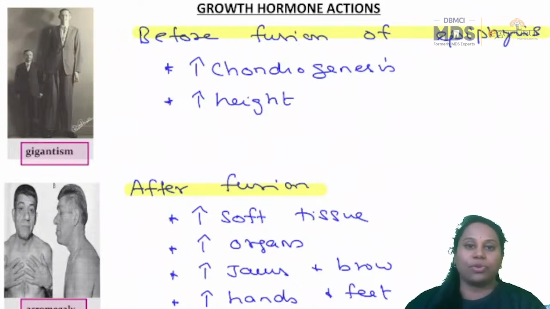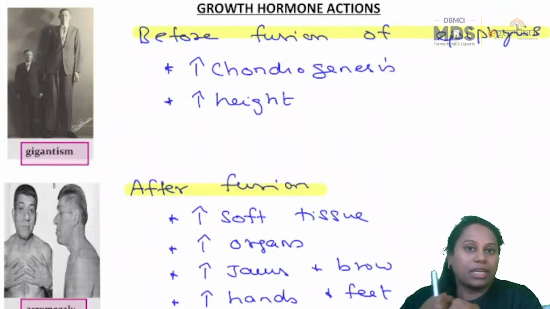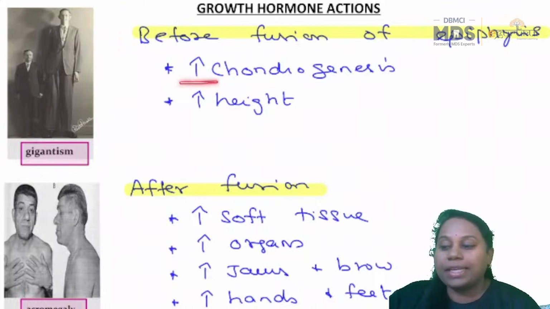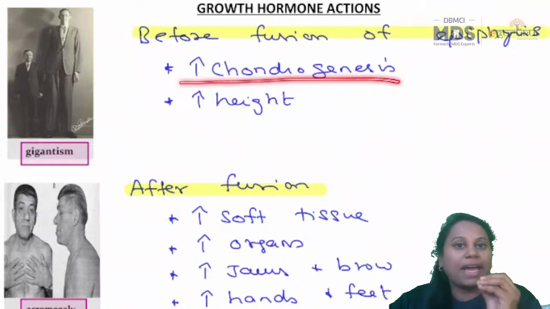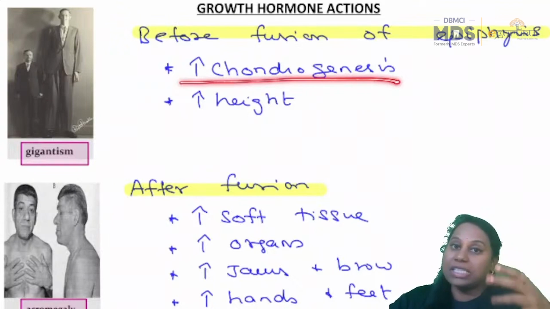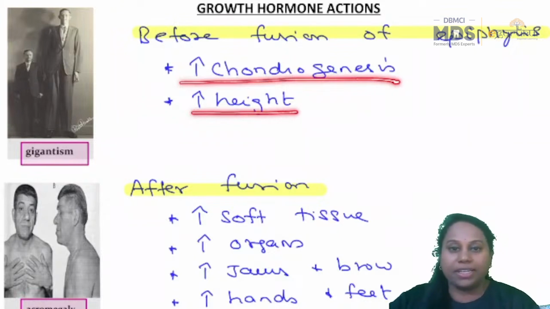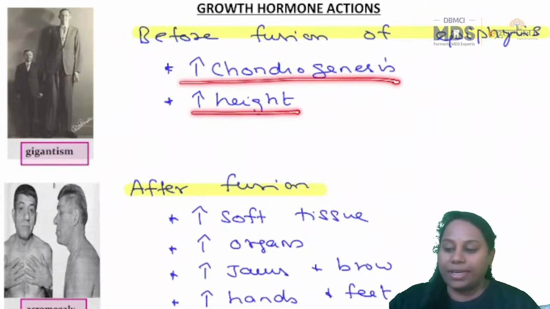What is the effect of growth hormone? Before fusion of epiphysis, before the bones get fused in a baby or a child, growth hormone increases chondrogenesis. What is chondrogenesis? Proliferation and differentiation of chondrocytes. Chondrocytes are cartilage cells. If cartilage cells are proliferating, it will help to increase the height of the child. So before fusion of epiphysis, growth hormone helps to increase the height of a child.